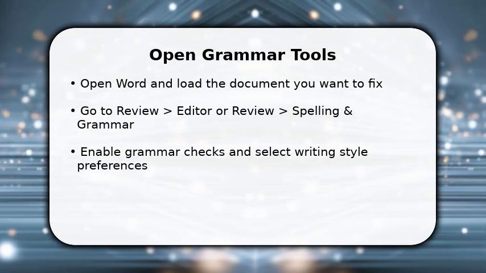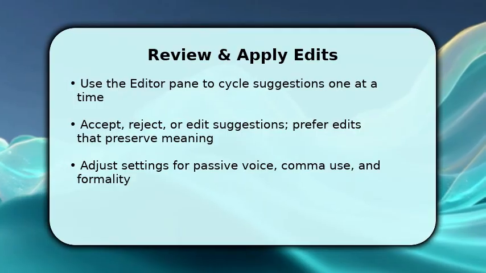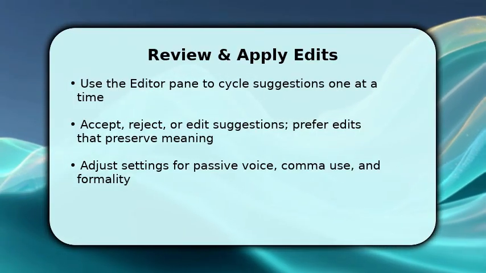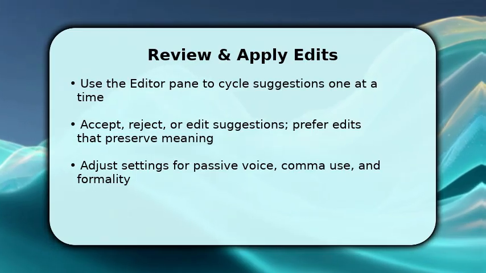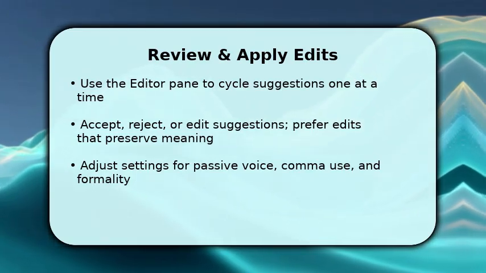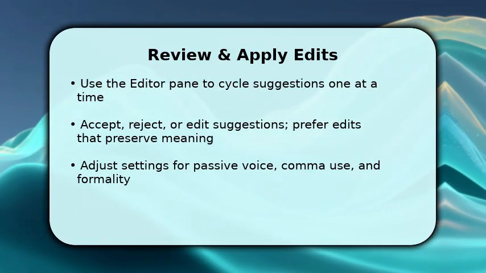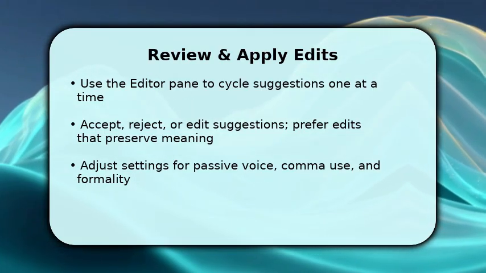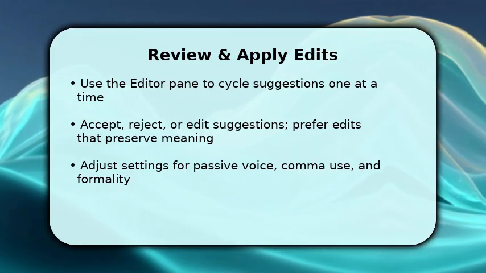Now you systematically review each suggestion in the editor pane. Click through items, accept clean fixes, reject incorrect ones, and manually edit where Word misunderstands context. Pay attention to subject-verb agreement, comma placement, and sentence fragments. Word flags these, but you decide the best wording.